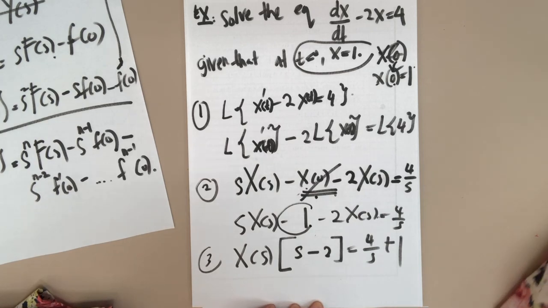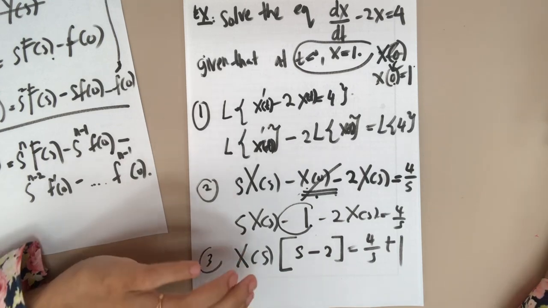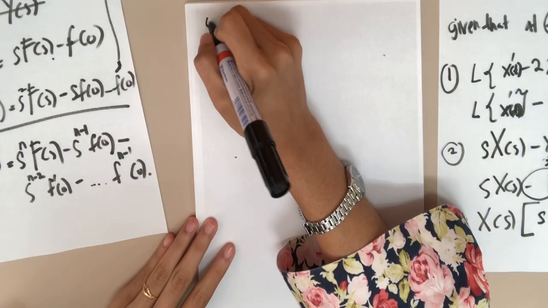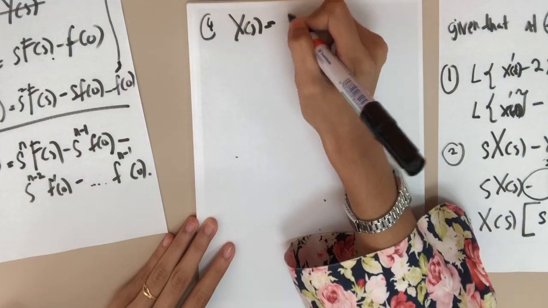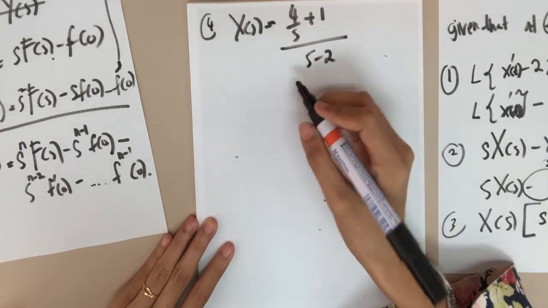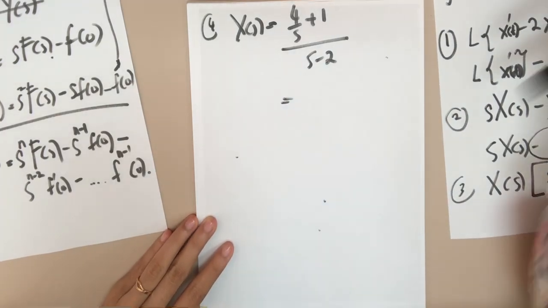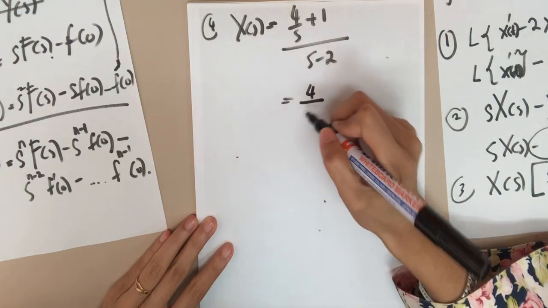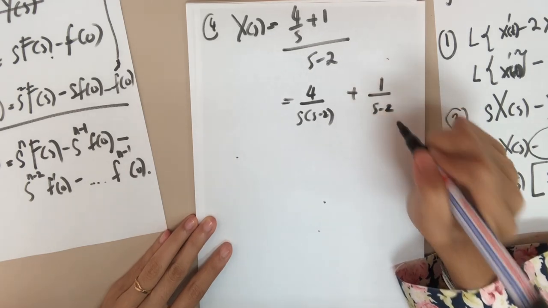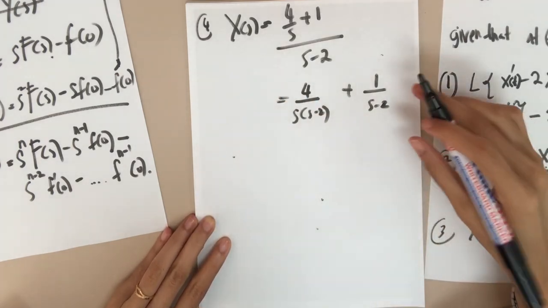Now the next step, we will keep only X(s) at the left hand side. So X(s) equals 4 over s plus 1, over s minus 2. To be more tidy, you can write it like this: 4 over s minus 2 plus 1 over s minus 2. From here you can write this. Now you already have X(s) equal to this equation.